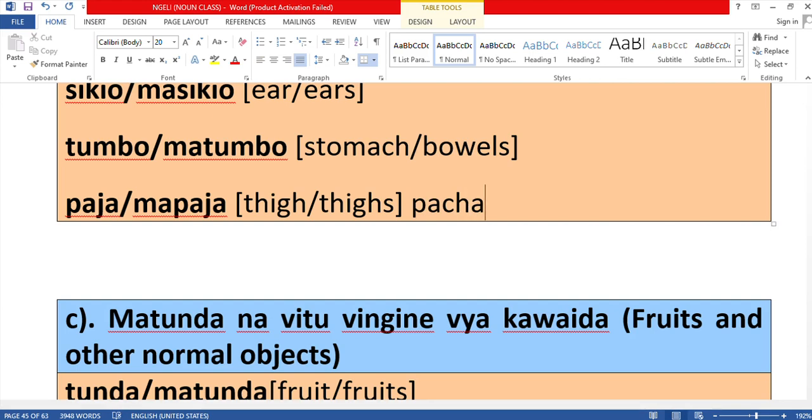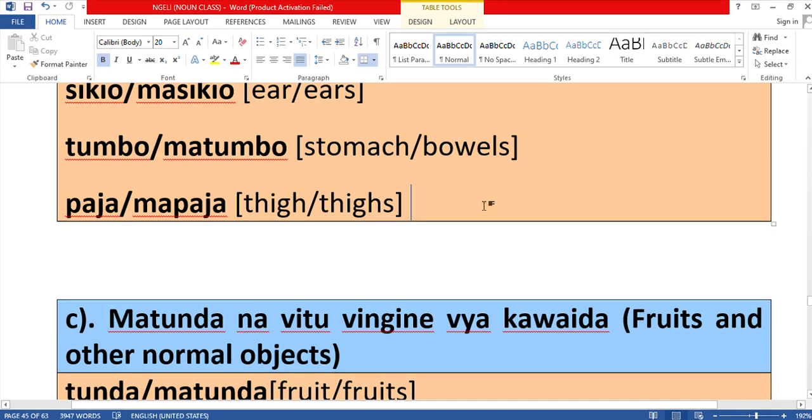pacha, and the meaning of pacha is twins. Twins are people who are born together, so they are called pacha. Pacha, two things that look alike. So here paja is thigh and mapaja is thighs. Pacha is twins, mapacha twins, meaning more than two pairs. Okay, so I just have to delete this one as we continue with the lesson.